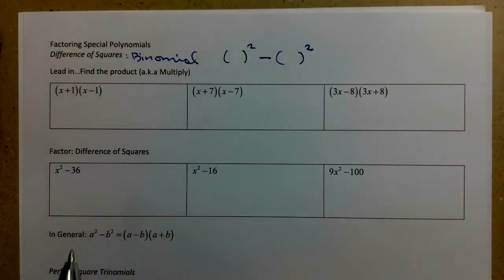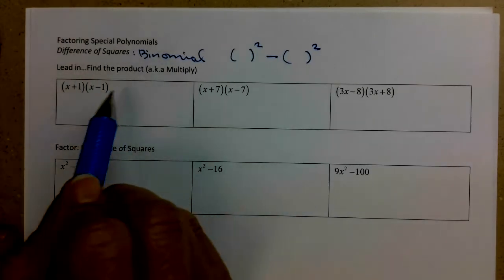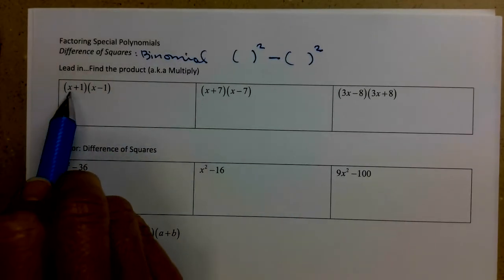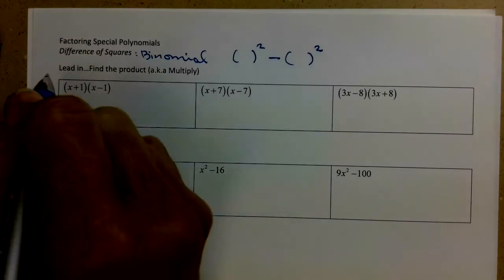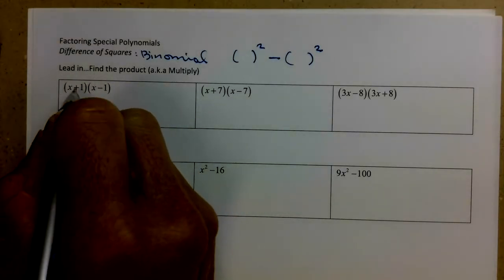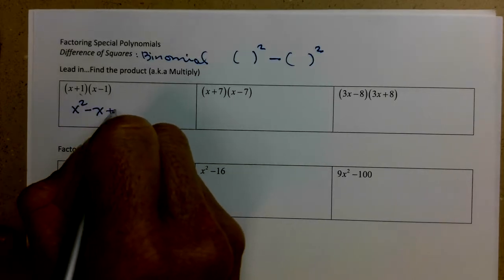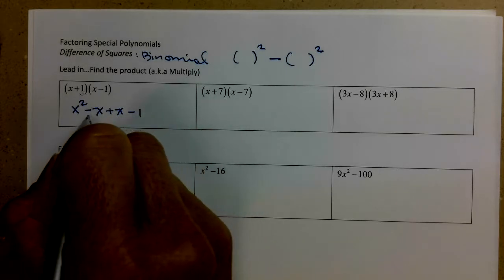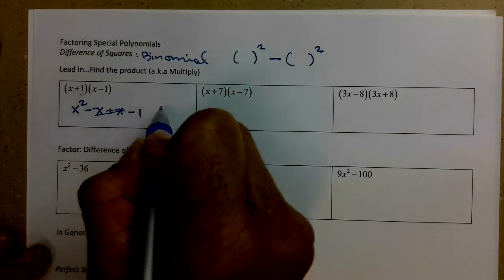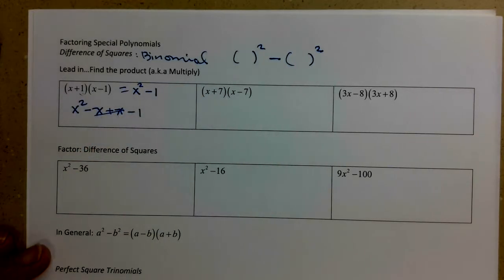Okay, so before we get there, though, my little lead in here. Let's go ahead and practice multiplying. So x plus 1 times x minus 1. What do we get when we multiply those two polynomials? So, right, you get x squared minus x plus x minus 1. So what happens to the middle term, right? Negative x plus x, those guys go away, and we just get x squared minus 1.